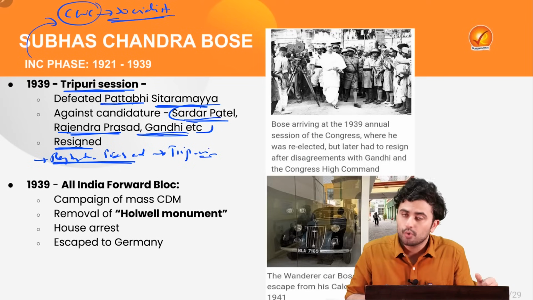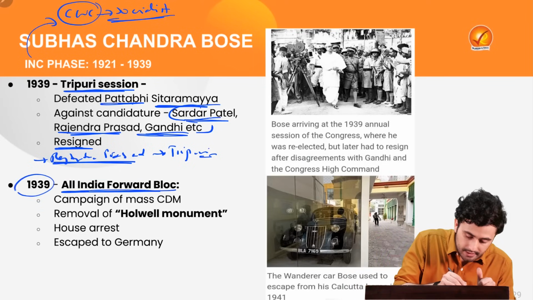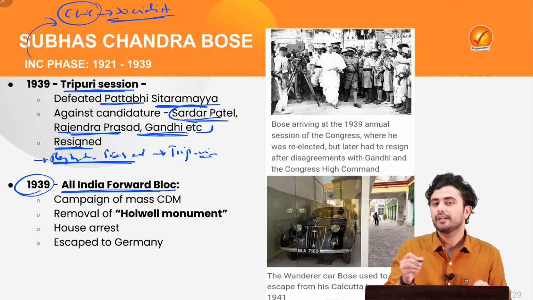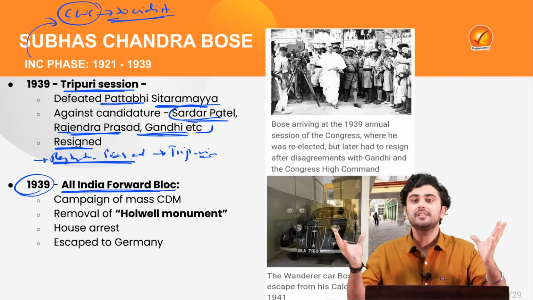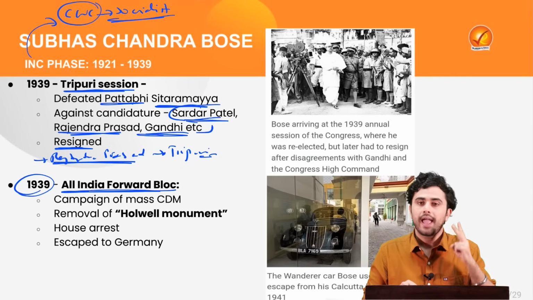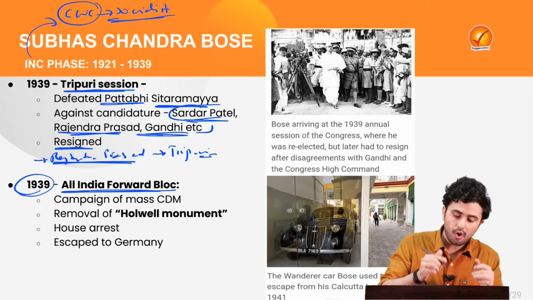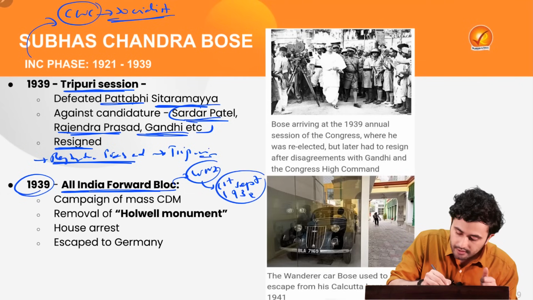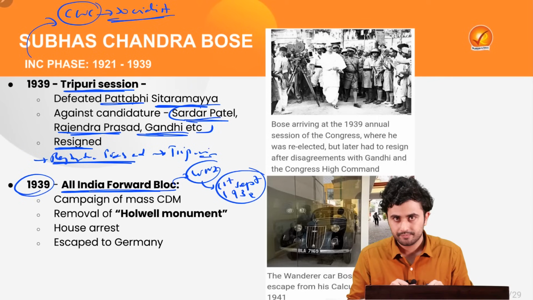Thus, Subhash Chandra Bose formed the All India Forward Bloc in the year 1939. Remember two facts about the All India Forward Bloc. First and foremost, it was a party within the Indian National Congress. And second, it was formed before the onset of World War II, which started on 1st of September 1939 with the invasion of Poland by Germany.